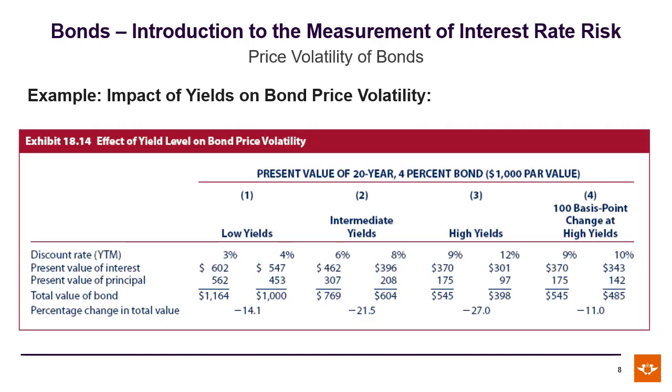And in this example, we're going to look at how yields impact on bond price volatility. We have a 20-year 4% bond with a $1,000 par value, with interest rates, or yields, going from low to high.